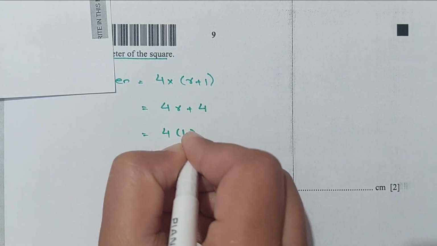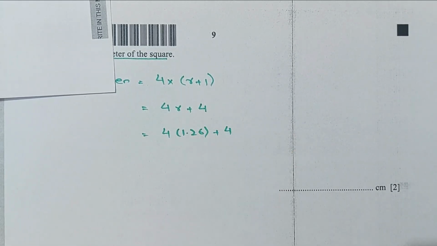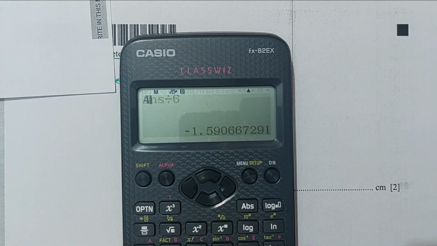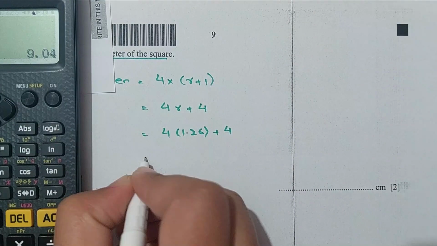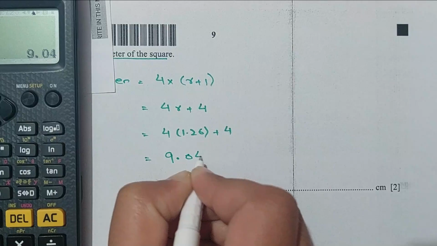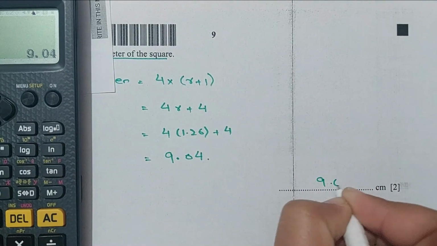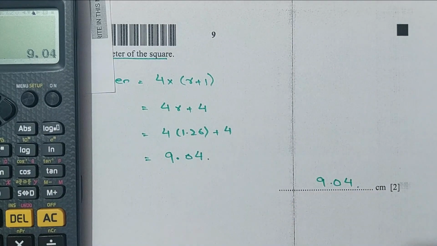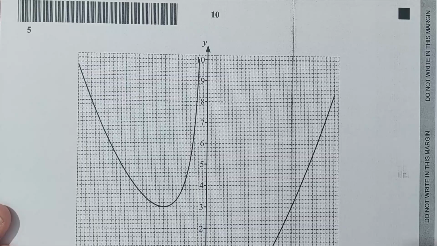So this is 4 times 1.26 plus 4, which is 9.04. This is the perimeter of the square. Question number 5.